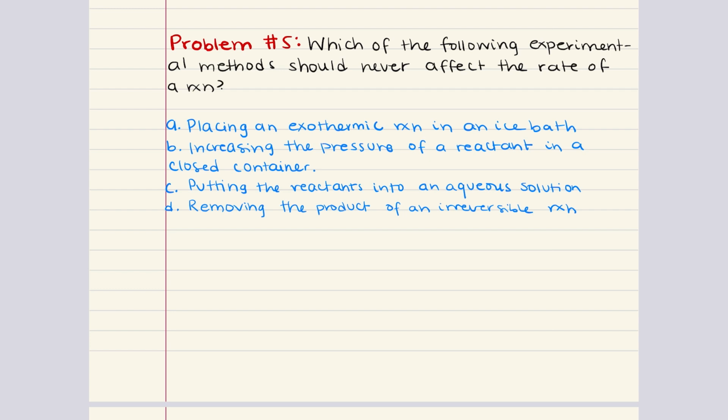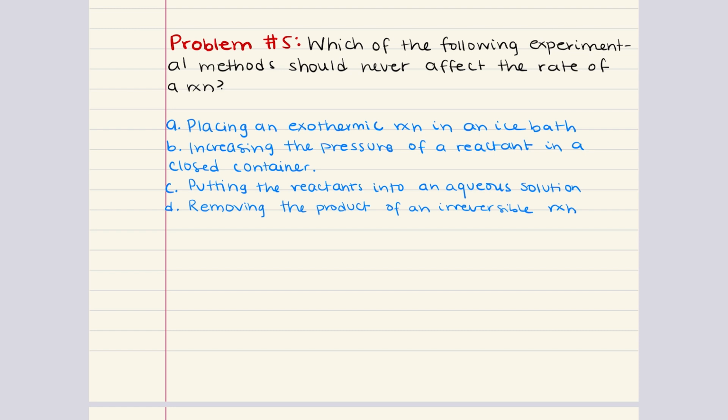Problem 5 says, which of the following experimental methods should never affect the rate of the reaction? All right, so let's go through these answer choices and then work through it. So A says placing an exothermic reaction in an ice bath. B says increasing the pressure of a reactant in a closed container. C says putting the reactant into an aqueous solution, and D says removing the product of an irreversible reaction.